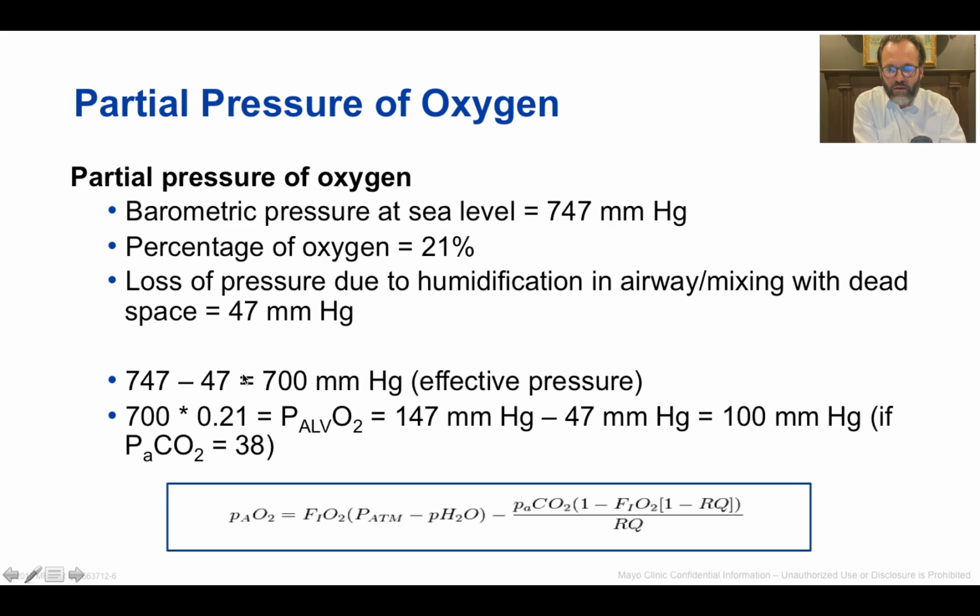And so you can see that we've got 700 times 0.21, which is the fractional percentage of oxygen in the atmosphere. So 700 times 0.21 would give you the alveolar PO2. And then we plug in the remaining portion of this equation, which is the 147 millimeters of mercury minus 47 millimeters of mercury. If you plug in numbers such as PaCO2 of 38 to 40 and a respiratory quotient of between 0.8 and 1, essentially you get approximately another 47 millimeters of mercury drop in PO2, and ultimately that gives you roughly 100 millimeters of mercury effective pressure in the alveolus if PaCO2 is equal to 38.